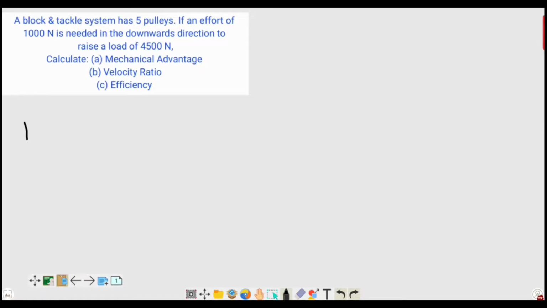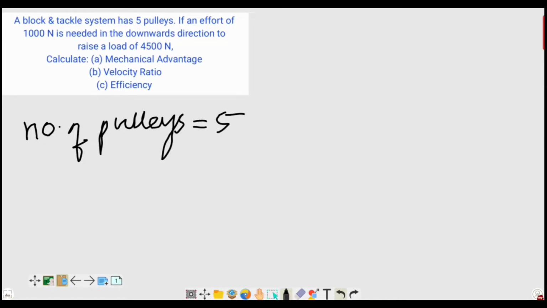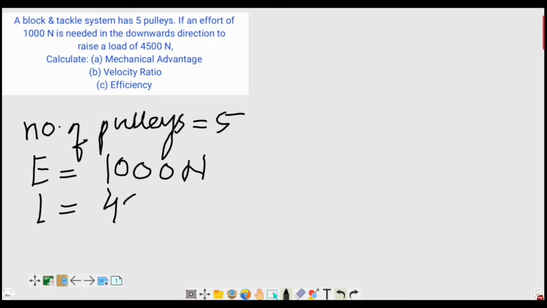Now first of all, what is given? Number of pulleys given. So whatever is given, first you note down that one. Effort is given 1000 Newton. Load is given 4500 Newton.